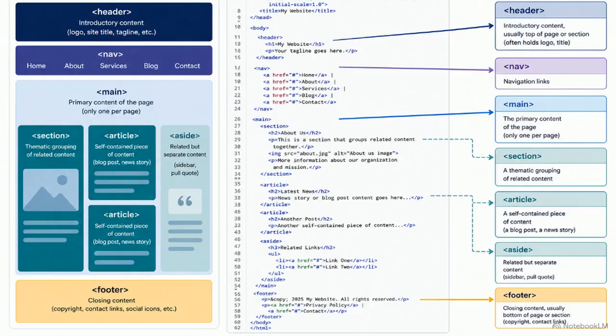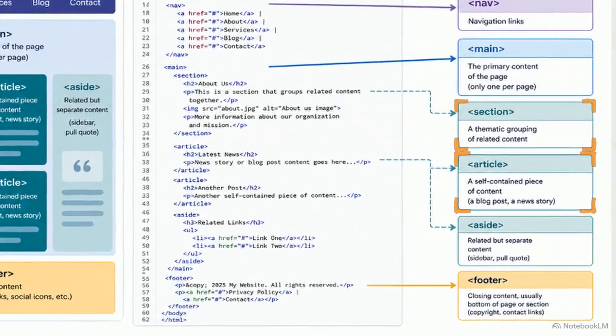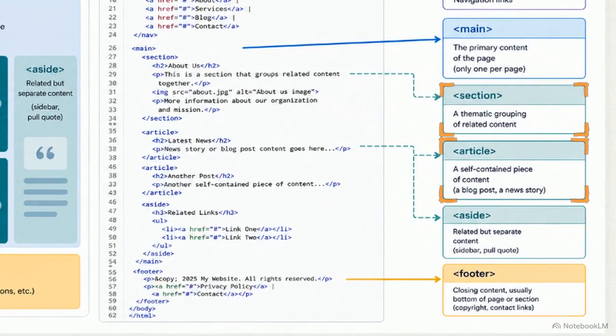Moving down, everything unique to this specific URL goes inside the main tag. You should only have one per page. Inside main, you'll need to group your content. This is where developers get stuck, choosing between the section and article tags.